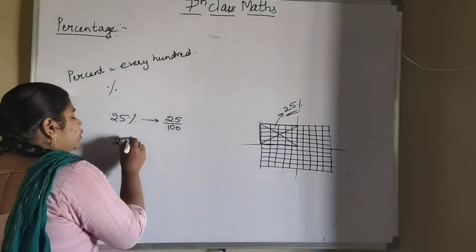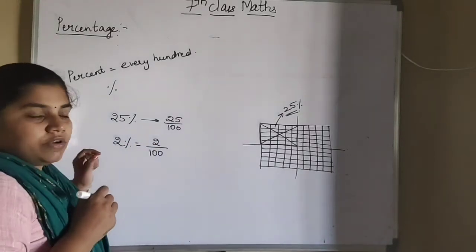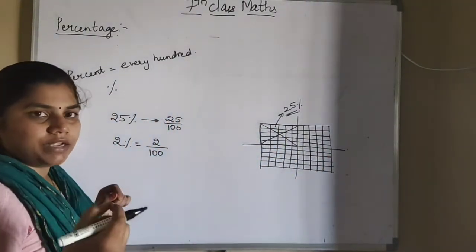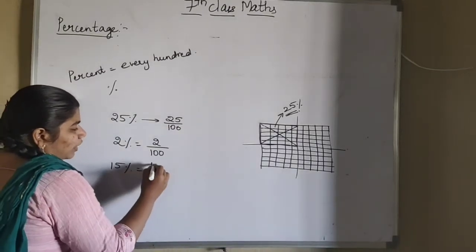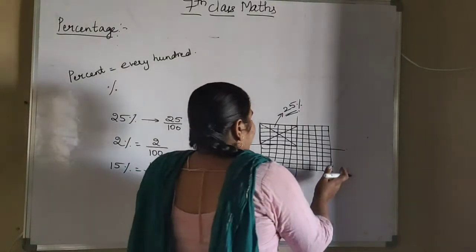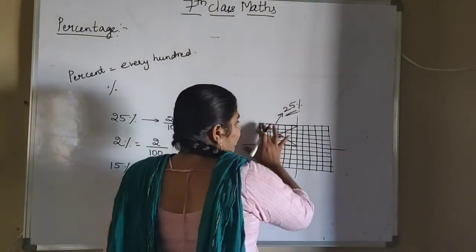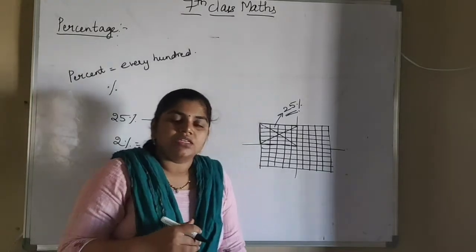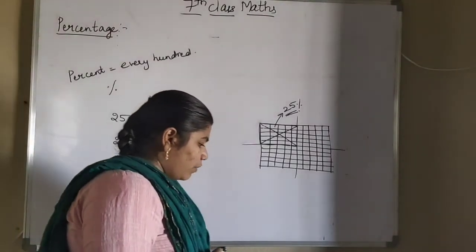In the same way, 2%, how will you write? We can write it in the form of 2 by 100. From the total 100 bars I am taking only 2 parts. That is nothing but 2%. In the same way, 15%, how will you write? We can write it in the form of 15 by 100. That means in the total we are taking only 15 bars. This 100 is the total value and the numerator value is what we are taking. So this is how you will represent percentages. I hope you have understood this.